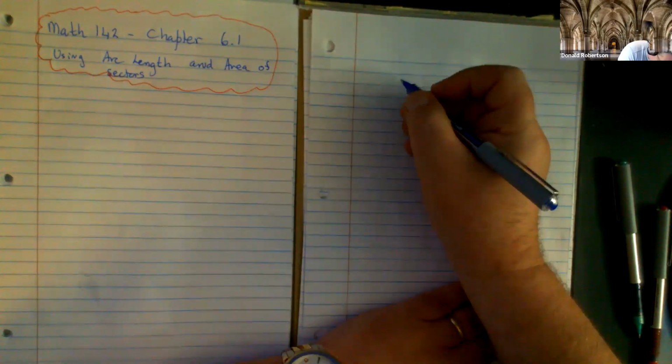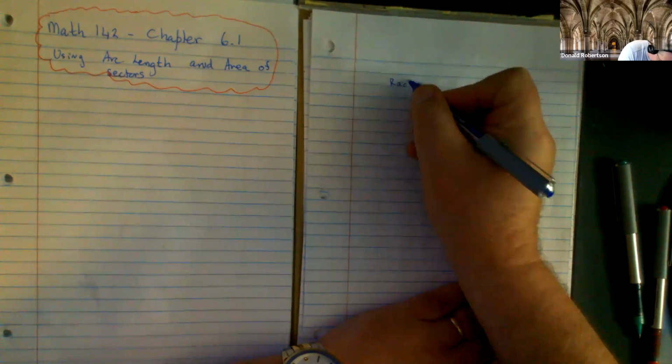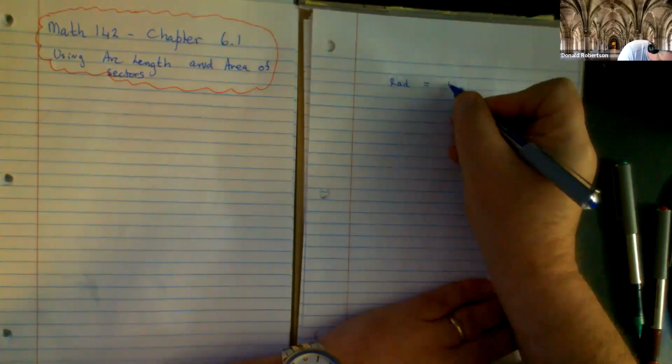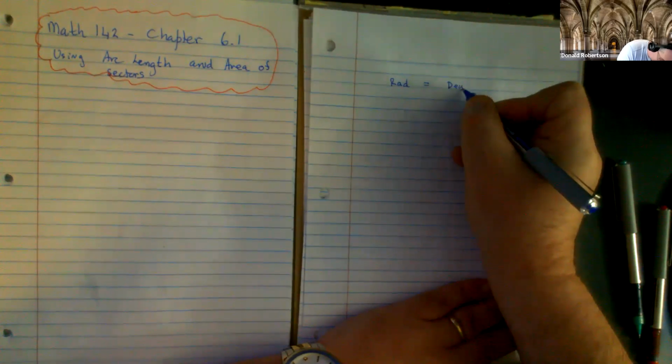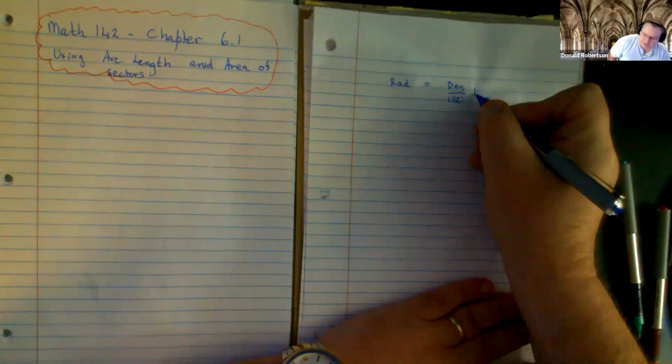Area of sector. Well, I don't want to do that today. I want to start that fresh tomorrow. So I want us to go back and look at this formula here. Remember the one to get radians? It was degrees over 180, and then you did a pi. Remember that guy?